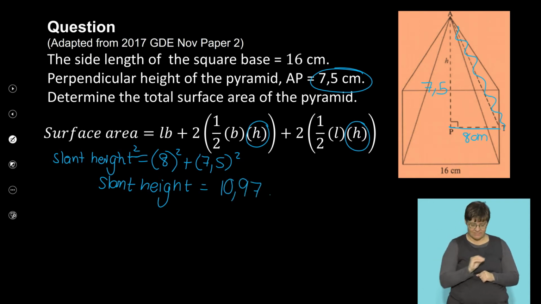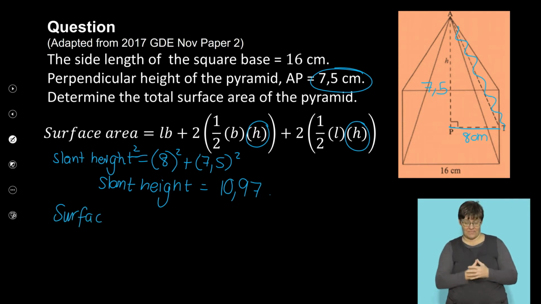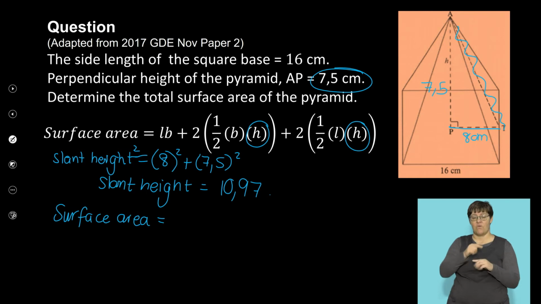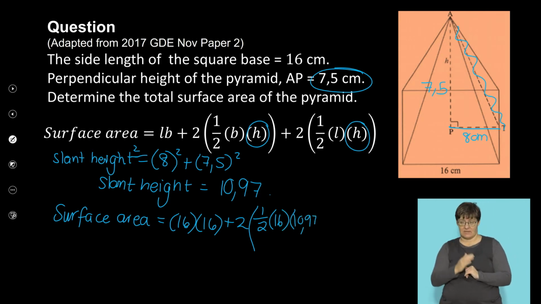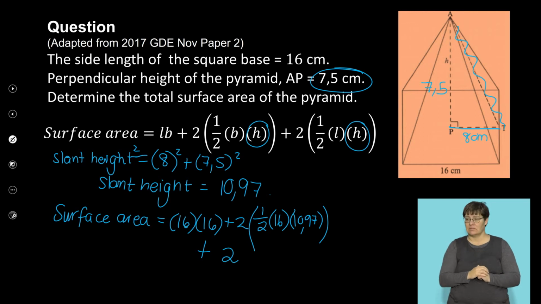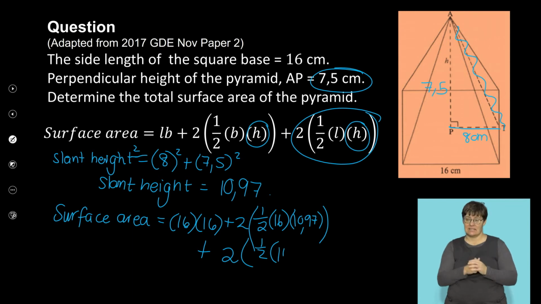So now I can plug everything into my surface area formula, because I'm going to have the area of my base, which is 16 times 16, plus 2 times the triangles that connect to the base. So it's going to be a half times my base, which is 16, times my slant height, which is 10,97. And then I'm going to add this again. I'm going to just come under here, guys, because I'm going to run out of space, plus 2 times a half times my length, which is 16, again multiplied by my slant height.